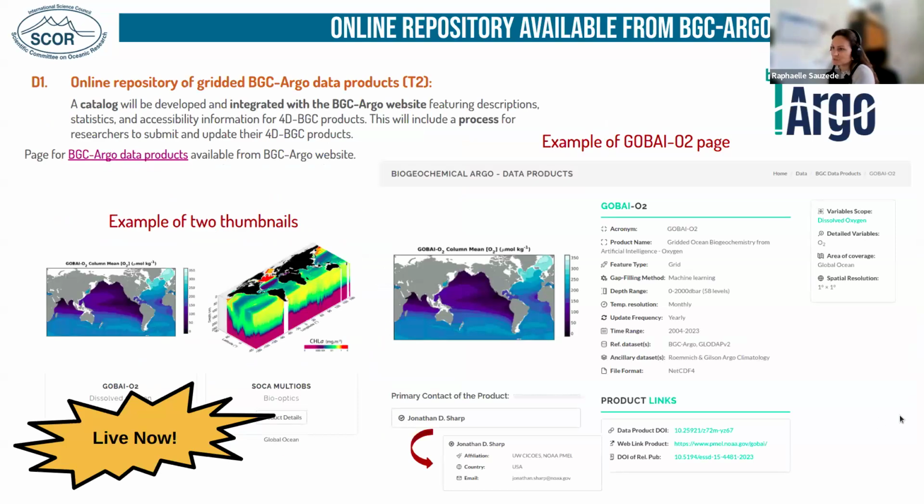We are very pleased to say that the BGC Argo-based data products webpage is online through the BGC Argo website. It's a catalog with all the BGC Argo data products that are available for now, with specific information and the links that could interest you. Here you have an example of one product.